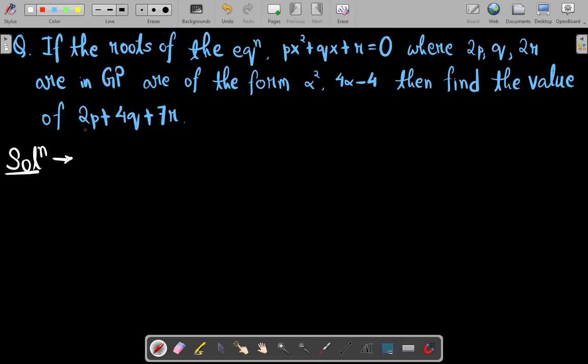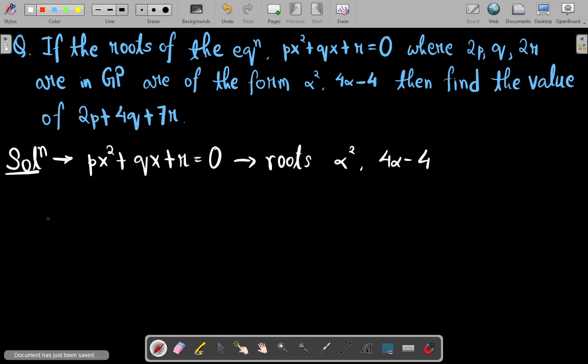Hello everyone. In this question, it is given that if the roots of the equation px square plus qx plus r equal to 0, where 2p, q and 2r are in GP, are of the form alpha square and 4 alpha minus 4, then we have to find the value of 2p plus 4q plus 7r. So the quadratic equation px square plus qx plus r equal to 0 has roots alpha square and 4 alpha minus 4, and it is also given that 2p, q and 2r are in GP.